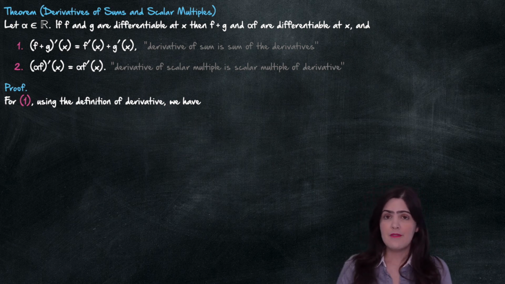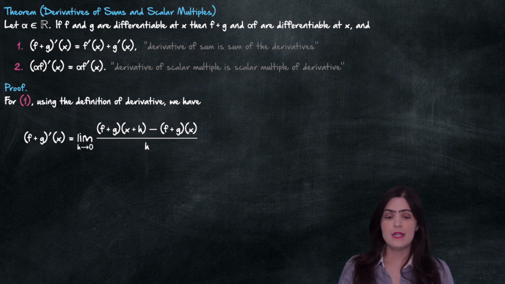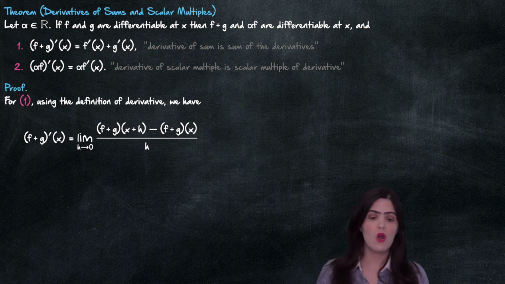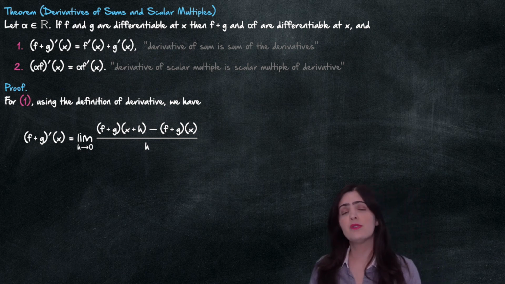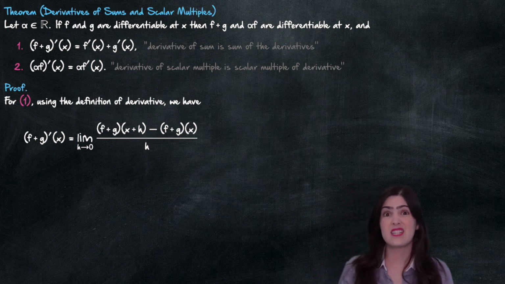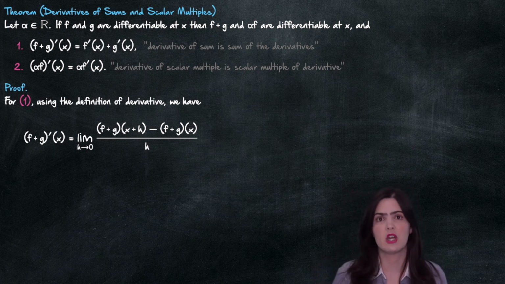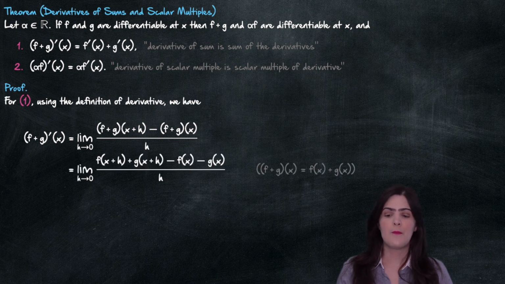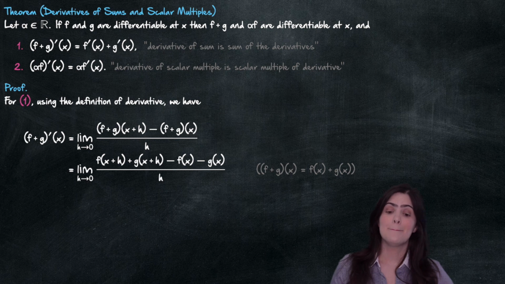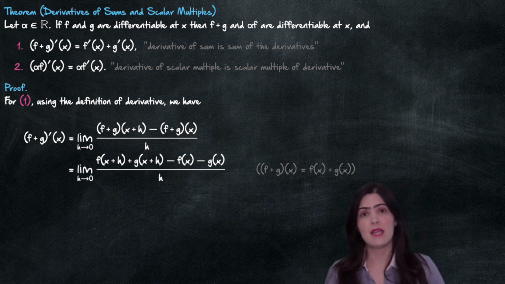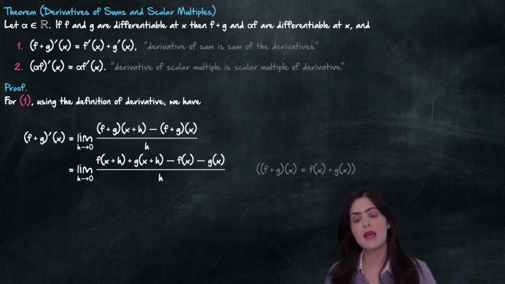So using the definition of derivative, what we have is, well, (f plus g)'(x) is the limit as h approaches 0 of (f plus g)(x plus h) minus (f plus g)(x) over h. And now we need to use just the definition of this sum function, which is just that (f plus g)(x) is f of x plus g of x. So what we have here is the limit as h approaches 0 of f of x plus h plus g of x plus h minus f of x minus g of x, over h.